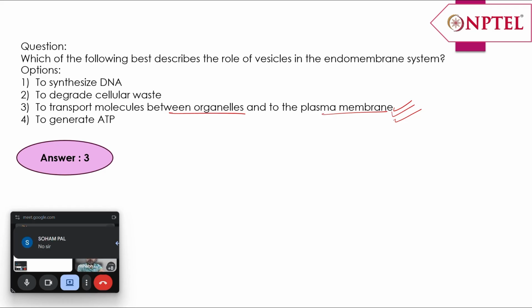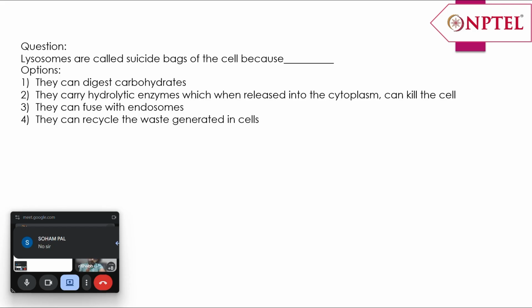If not, then we'll move on to the next question. Now we'll be moving to the third component of the endomembrane system, that is lysosomes. Lysosomes are called suicide bags of the cell because... So what can be the correct answer? Okay, anyone answers? Okay. So the correct answer is option two.